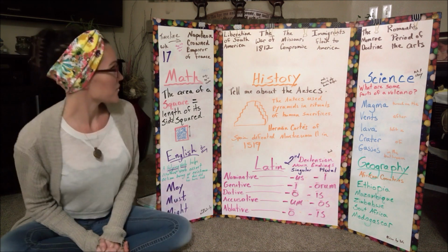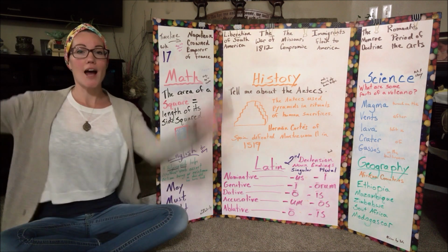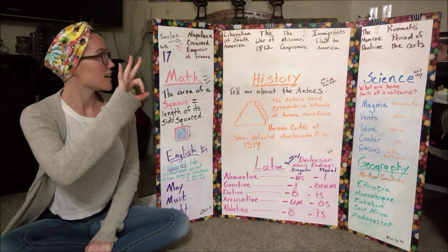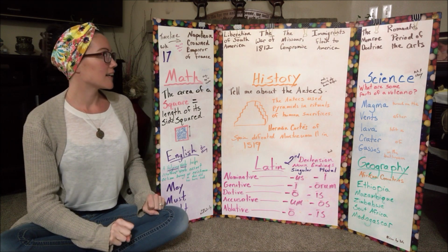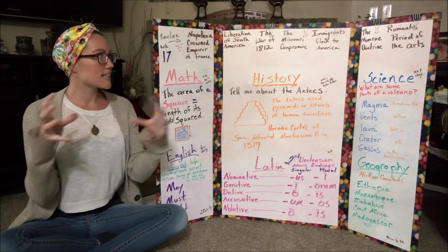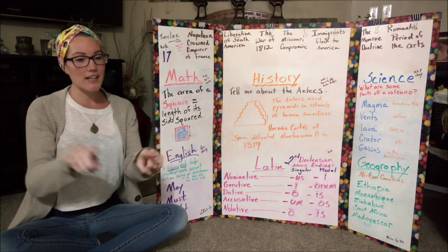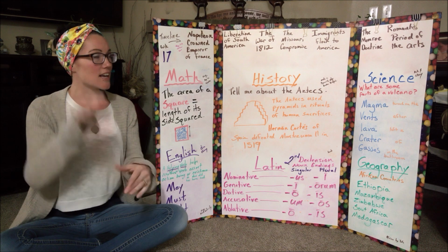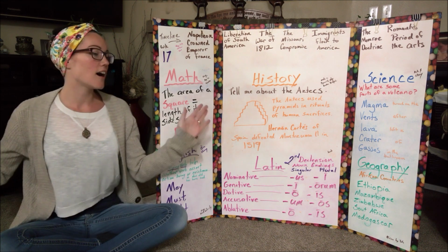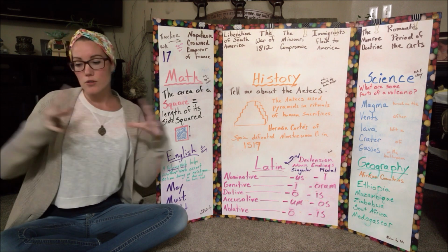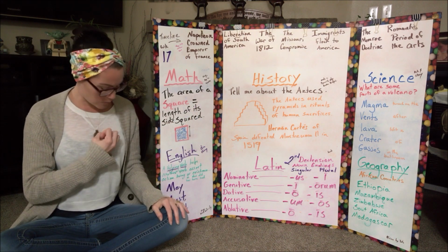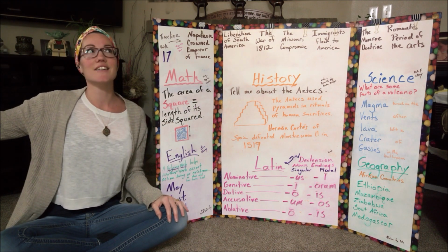So all together. Napoleon crowned Emperor of France. Liberation of South America. The War of 1812, the Missouri Compromise. Immigrants flock to America. The Monroe Doctrine, romantic period of the arts.